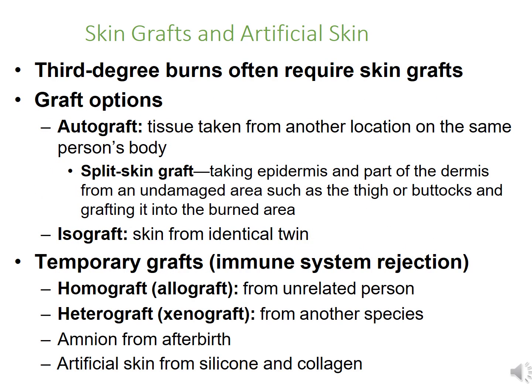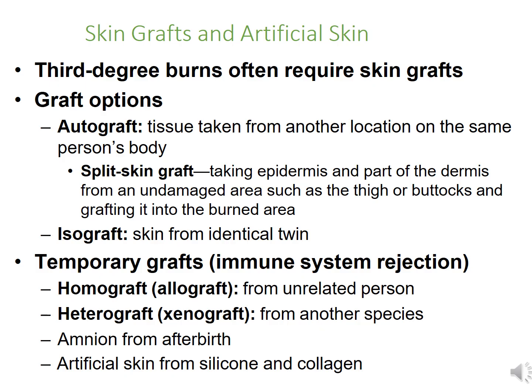Skin grafts and artificial skin. Third degree burns often require skin grafts. Graft options: autograft, tissue taken from another location on the same person's body. Split skin graft, taking the epidermis and part of the dermis from an undamaged area, such as the thigh or buttocks, and grafting it onto the burned area.